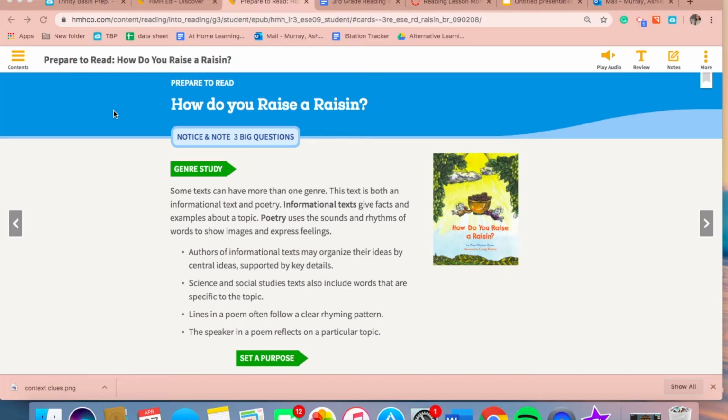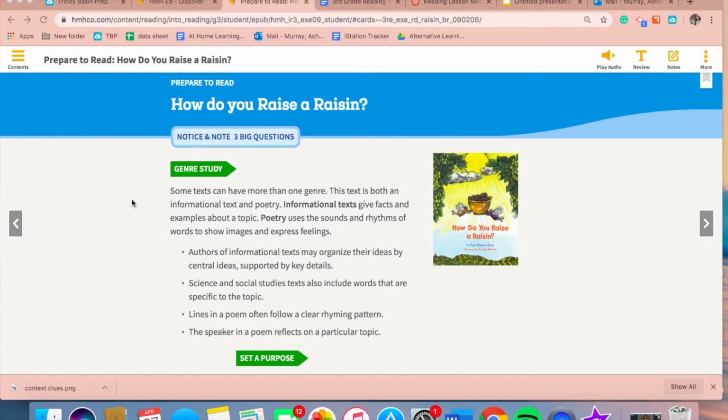Today you're going to be reading a story called How Do You Raise a Raisin? Today we are going to be dealing with a new genre. Remember that genre is the type of story. Last week, if you'll remember, we read a narrative nonfiction. It was a story that was told in a way that wasn't true and had parts that weren't true, but it was giving factual information.